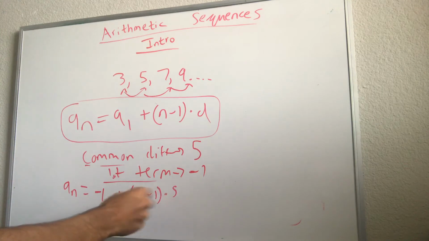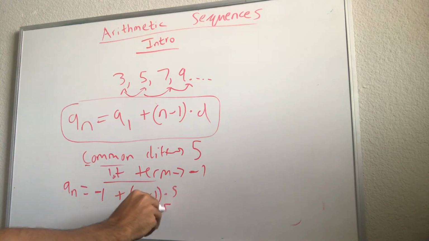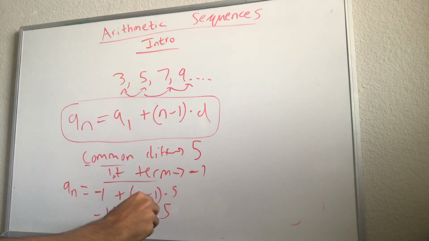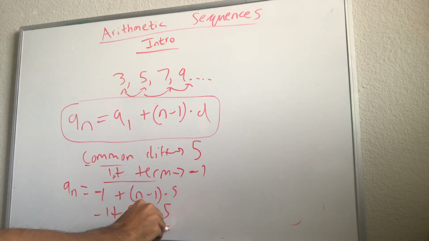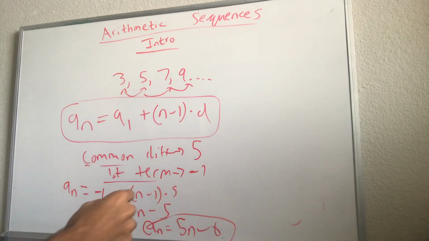And so you can use the distributive property here, and you see that's 5n minus 5, and you have a -1 here. And so really you see that a_n is equal to 5n minus 6. So to find your nth term, you basically have derived that formula.